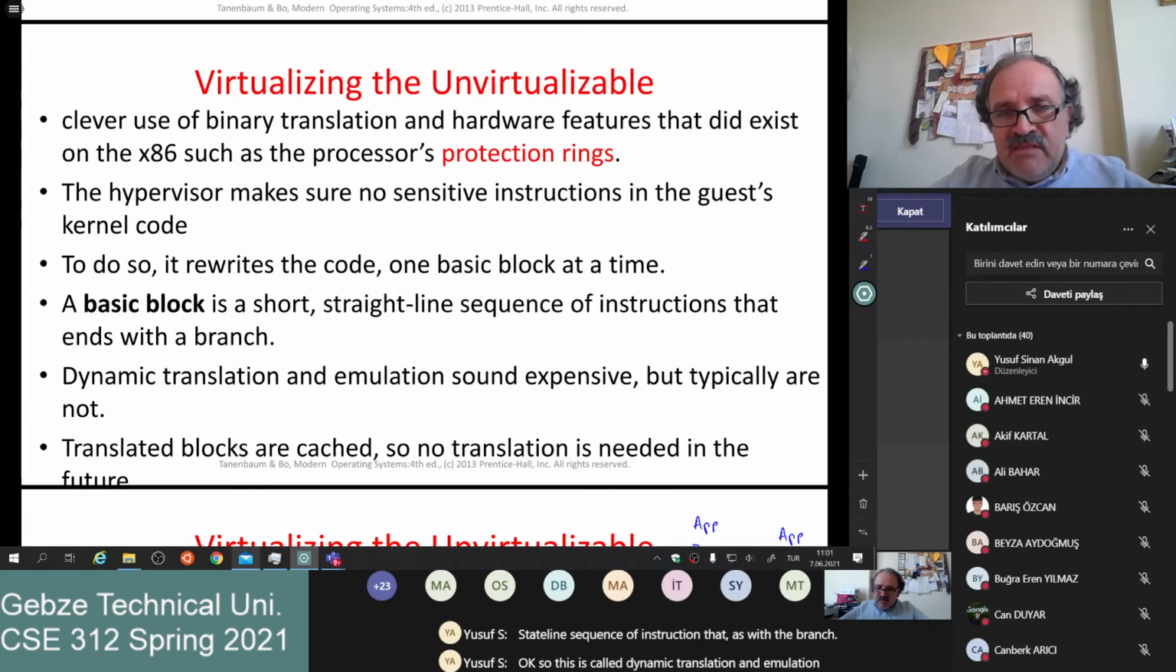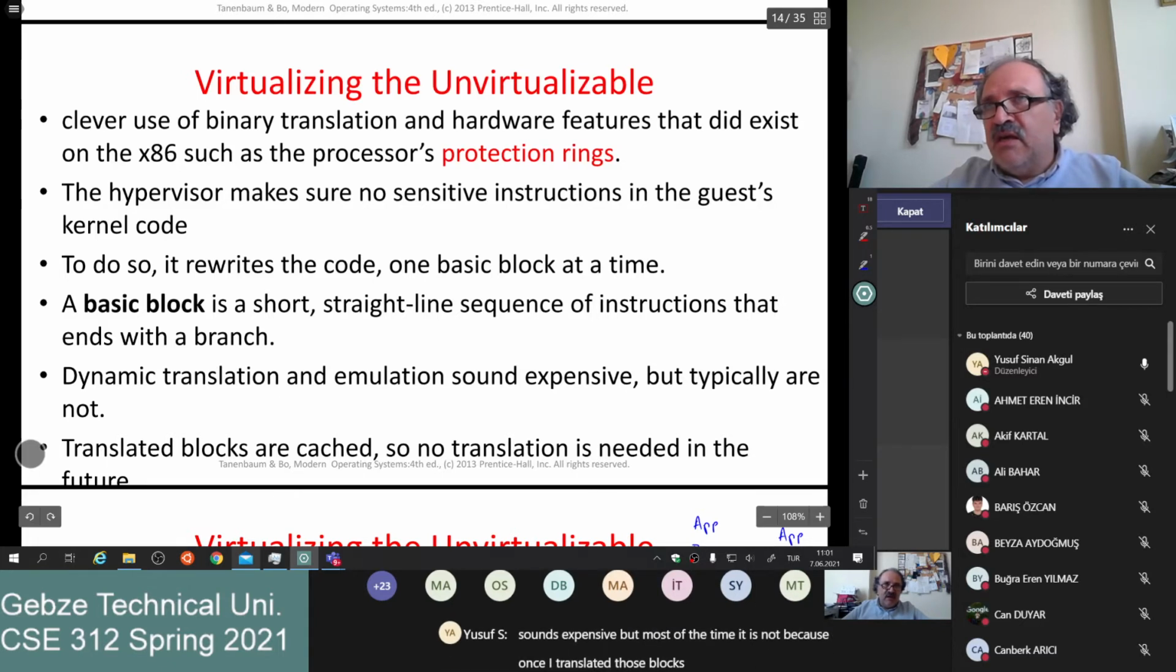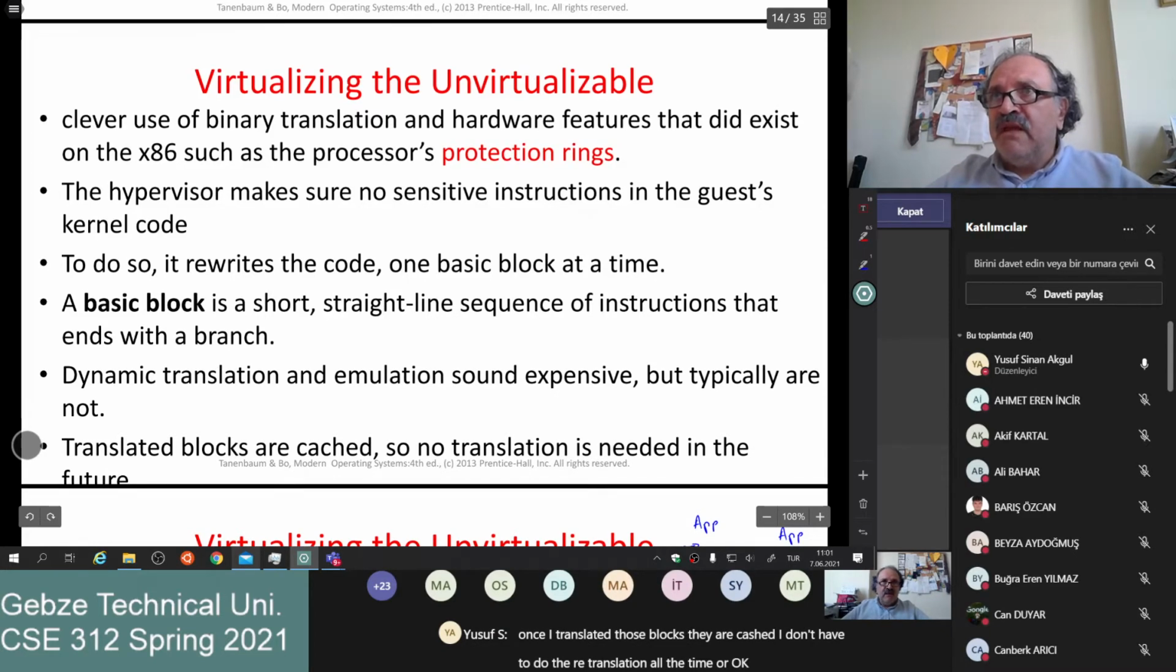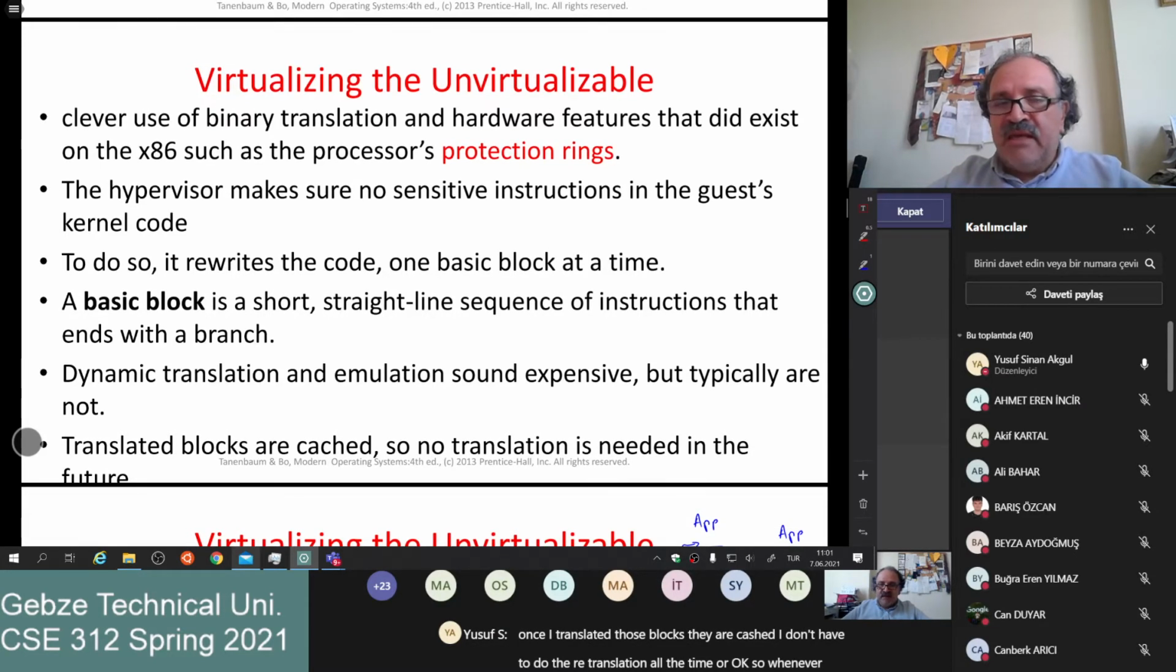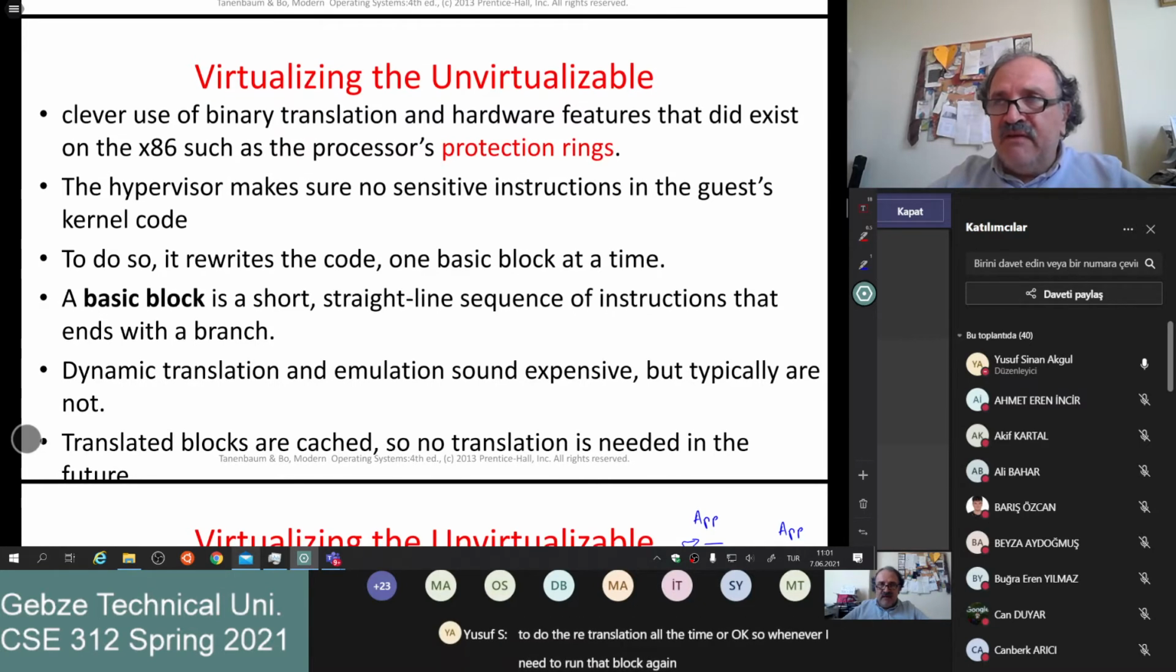It sounds expensive, but most of the time it is not, because once I translate those blocks, they are cached. I don't have to do the retranslation all the time. Whenever I need to run that block again, I have it in my cache, and I am using those blocks from the cache.